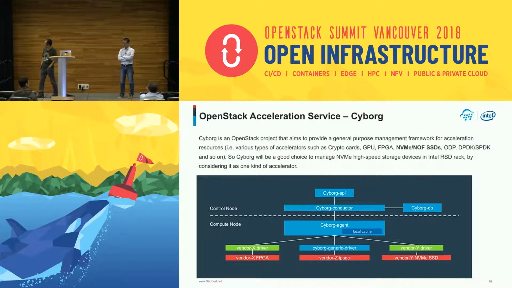The top one is the Cyborg API. The Cyborg API services can provide several APIs for the user, for applications, for the operators, etc. And then the API will call the Cyborg conductor services. In this layer, the Cyborg services can store and collect all the accelerator devices information in a database.